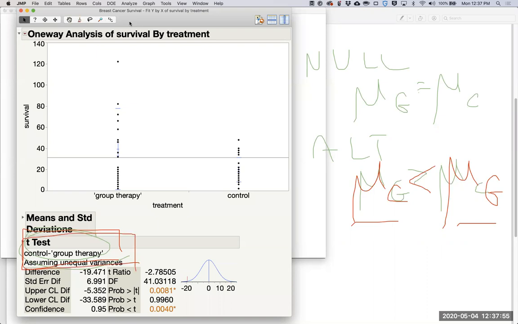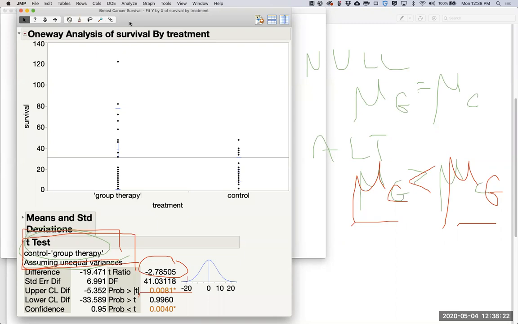And if the alternative is true, control minus group therapy will tend to be negative, like we see in our data. Negative 2.78 is our test statistic. 41 degrees of freedom. Let's look and see if we could find with 40 degrees of freedom that error rate, that p-value, if you will.